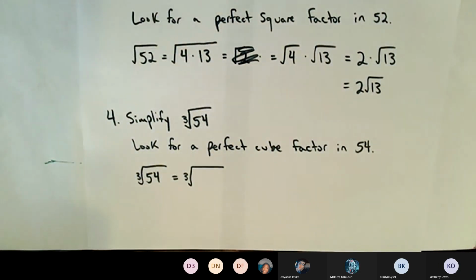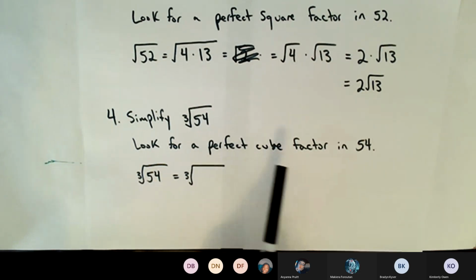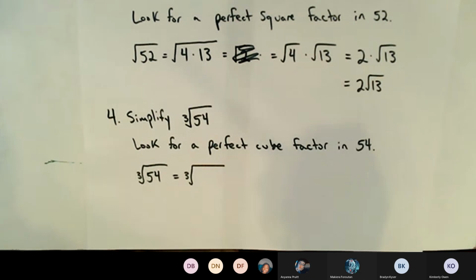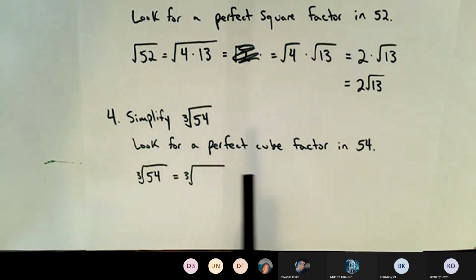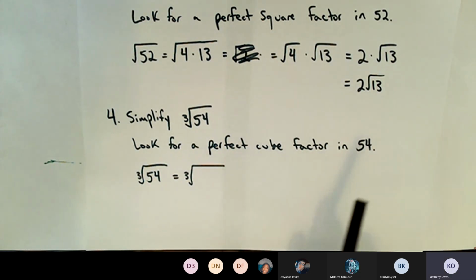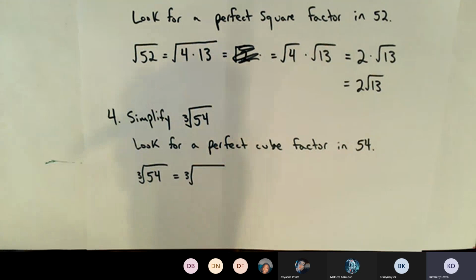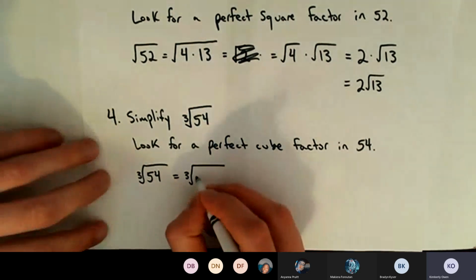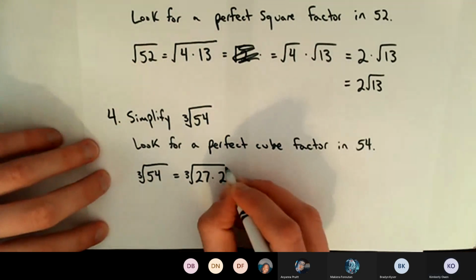So does anyone want to venture a guess as to what a perfect cube factor of 54 might be? So remember, perfect cubes are 8, 27, 64, 125, etc. So anyone want to guess which one of those would be a factor of 54? 27 would. Right, so I could write this as 27 times 2, right?